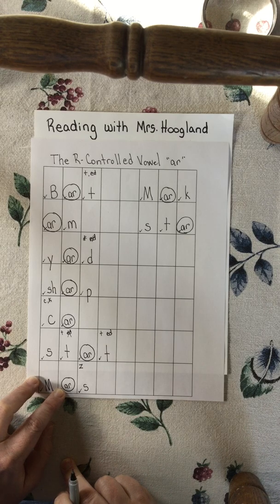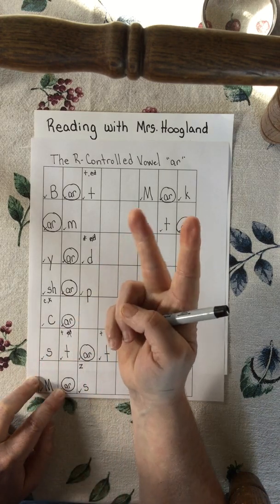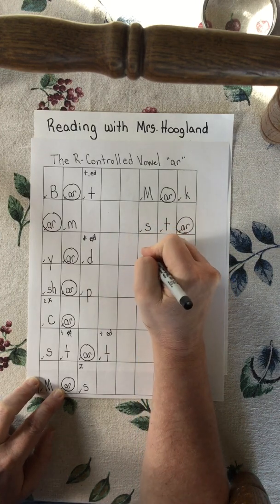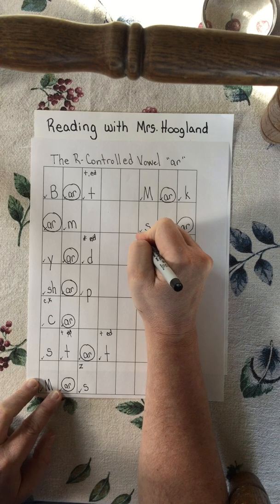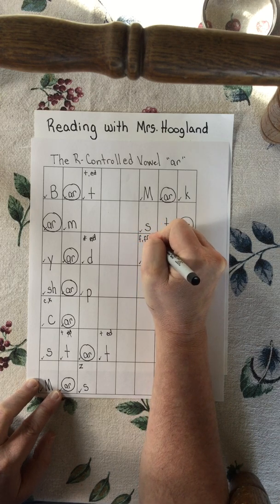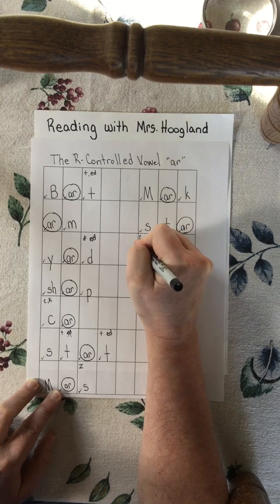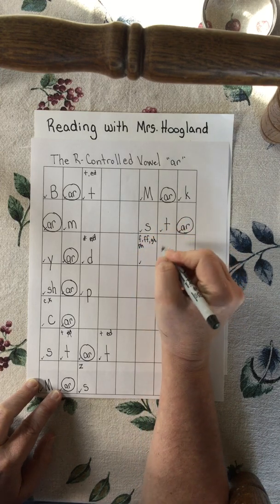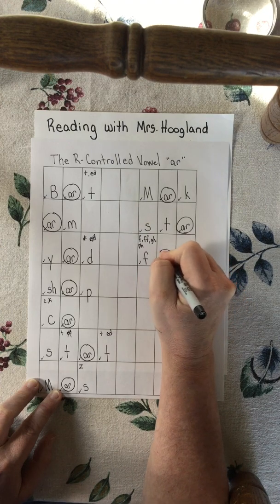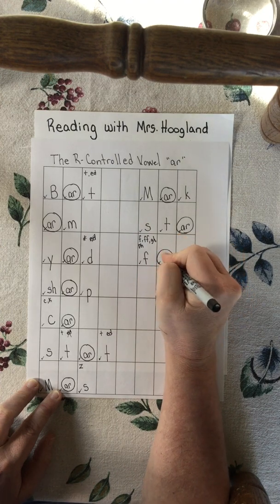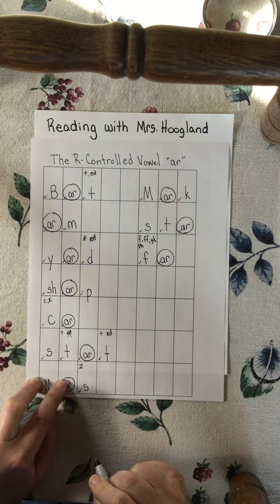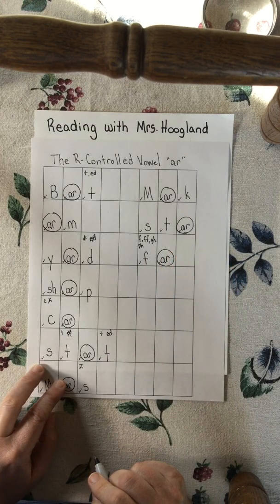The next word is far. F-R. Far can be made with F, can be made with double F, can be made with GH, can be made with PH. In this instance, we're actually going to use an F, and then we have AR. Far. Mars is far away.